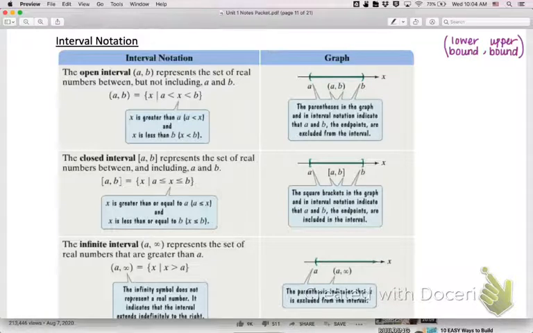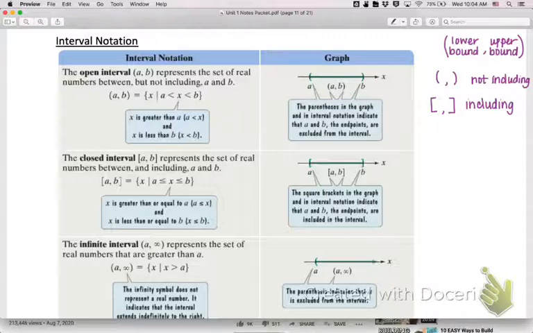So if you see parentheses, that means not including. If I see parentheses on the number, that number is not included. That's the equivalent to less than or greater than. If I see brackets, that means that you are including the endpoints. That's the equivalent to less than or equal to or greater than or equal to, okay? So let's look at what that looks like.